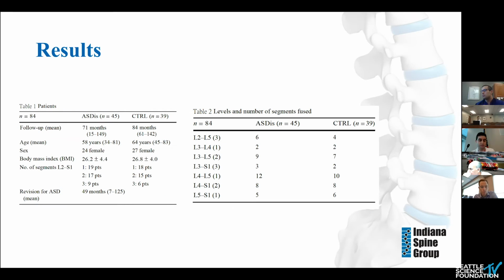The study included 84 patients, 45 in the ASD group and 39 in the control group. You can see here that age, gender, BMI, and number of segments were similar between groups.